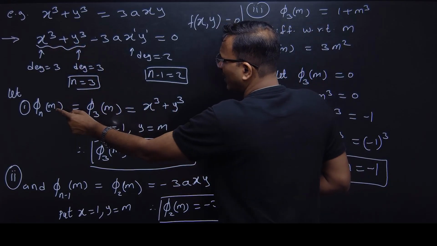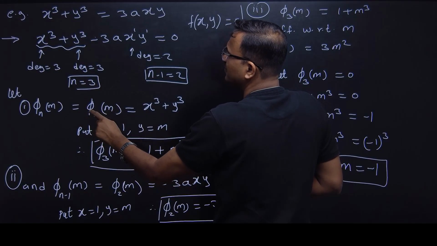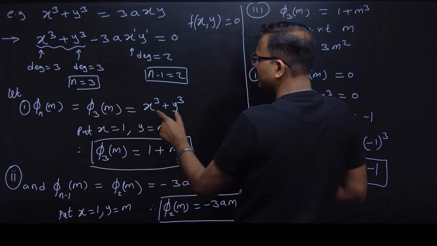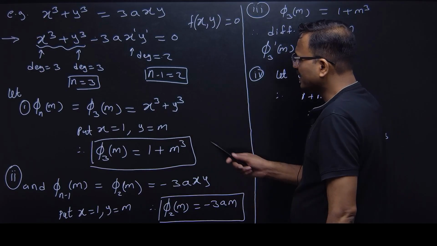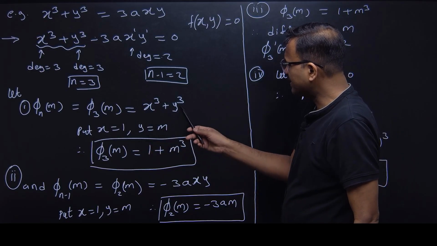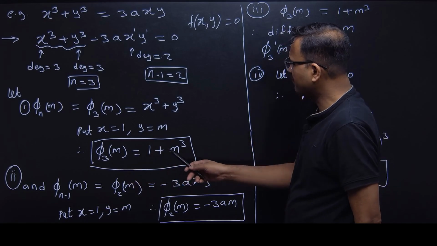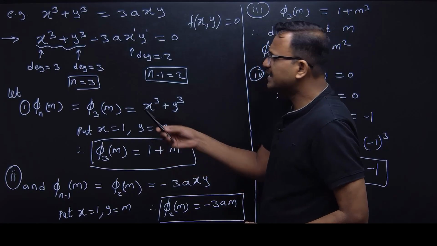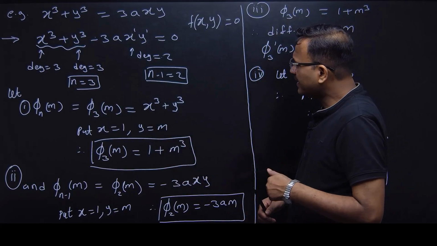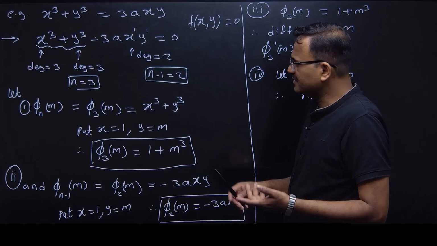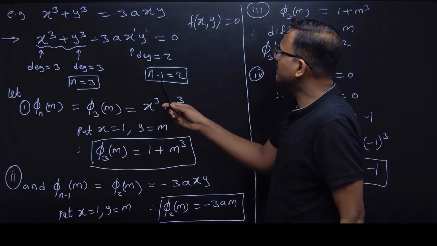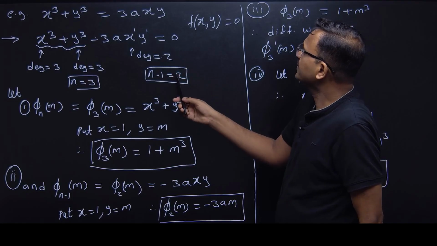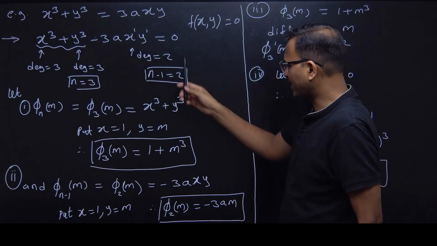We label it as phi nm or phi 3m, phi 3 because n is 3, the degree is 3, is equal to x cube plus y cube. In this we put x is 1, y is m. We get phi 3m is 1 plus m cube. Now the term with degree less, if n is 3, we know n minus 1 will be 2, and the term with degree 2 is 3axy.